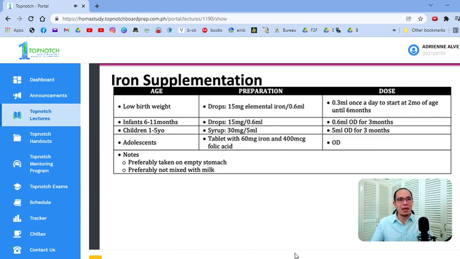Hindi lahat ng bansa nagbibigay ng prophylactic iron therapy, or iron supplementation. So here in the Philippines, we do it as part of our routine measures. Okay. So how much iron do we give? Do you have to memorize the nitty-gritty details? I don't think so. It's important that you know when to give it. We give it for low birth weight infants. Okay, so this is the only indication of giving vitamins to your newborns being discharged in the hospital.